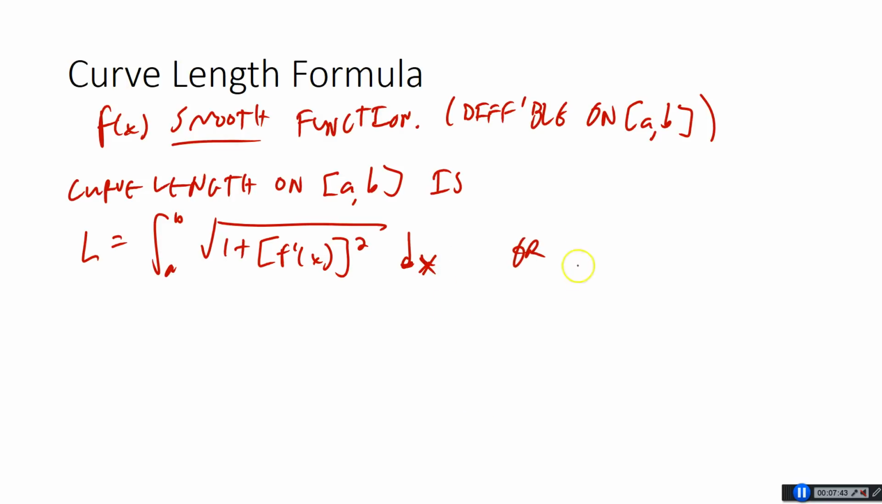Or if you do it in terms of y, so let's say that this is x coordinates, and the y coordinates are CD. Sometimes this is a way to get around the whole smooth thing. Sometimes x will have a vertical tangent or something, and you can do it on y instead. So if the y values go from c to d, you can integrate from c to d the square root of 1 plus f prime of y squared dy.